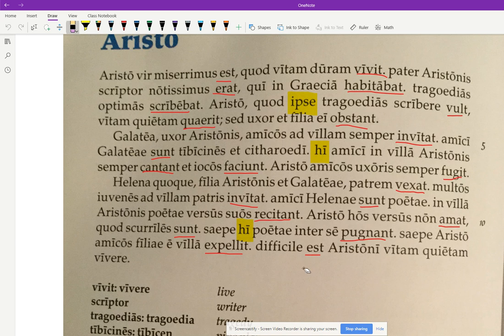Patres, right? So she also annoys her father. Multos juvenes ad villam patris invitat. So in villa, she invites, accusative, multos juvenes, many young men, right? Multos is a first and second declension adjective modifying a masculine noun, young men, so of course it takes a second declension ending. So she invites many young men, ad villam patris, to the house of her father.